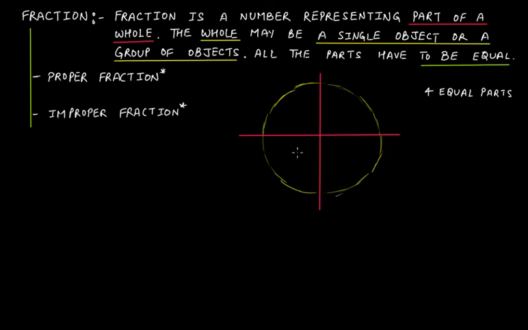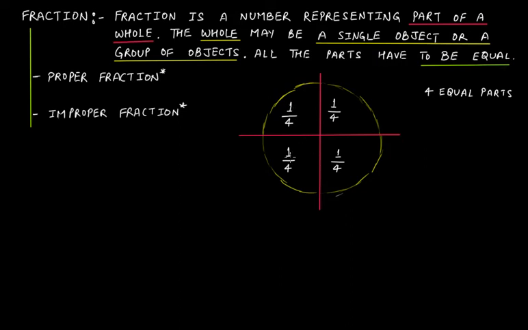If I have to talk about this part and represent it by a number, I'll say that this is one part, and out of how many parts? 4. Why? Because it has been divided into 4 equal parts. This is another one part of 4 equal parts. So this is 1 by 4, 1 by 4, 1 by 4, 1 by 4.